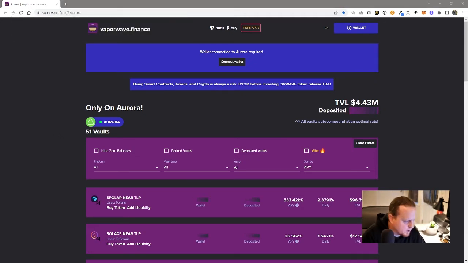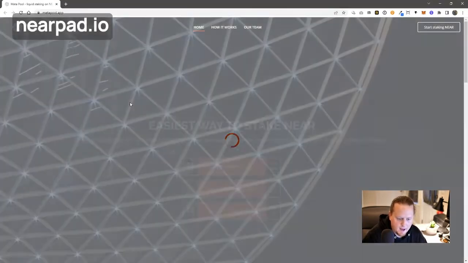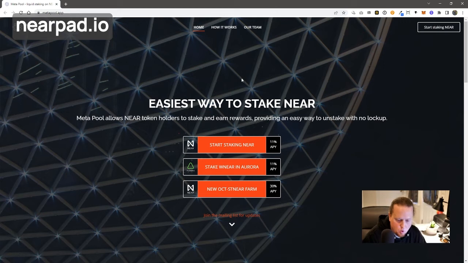The next project we're going to look at is Metapool. Metapool is a staking platform for Near, and it allows you to stake your Near and earn rewards. In general, you can earn about 11% APY through this, and you're only staking the single coin. So it doesn't have some of the risk associated with liquidity pooling, but you do get an 11% annual return, which, if you're familiar with investing, is still incredible.